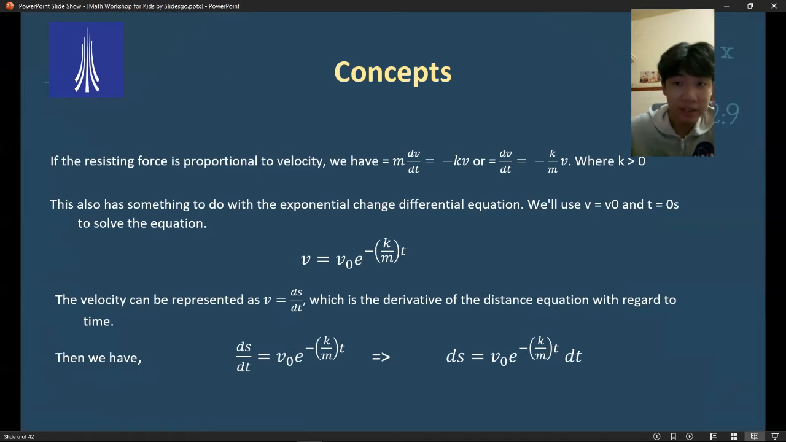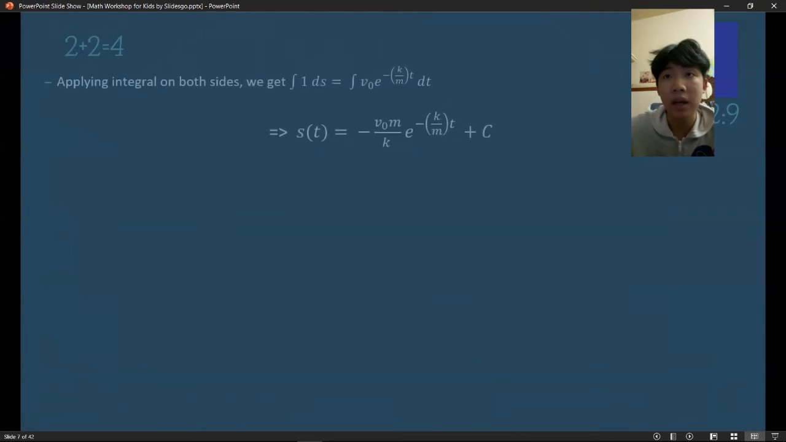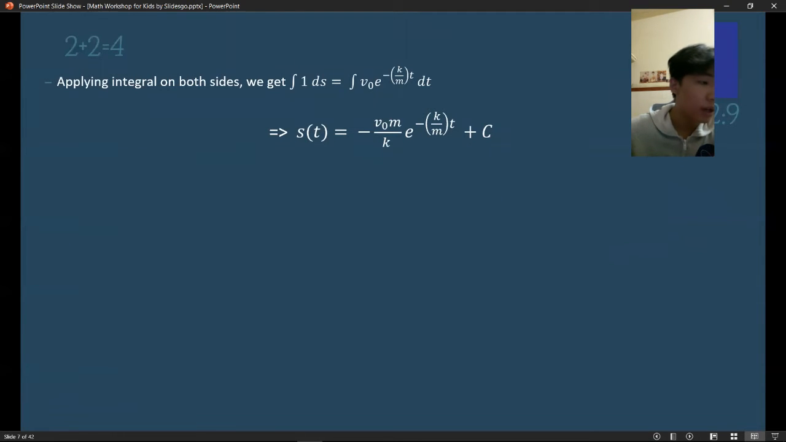Then we'll have ds over dt is equal to v0 e to the power of the negative k over m times t, and multiplying both sides by dt, it's going to be ds equals v0 e to the power of the negative k divided by m times t dt. After that, we apply the integral on both sides: the integral of 1 ds is equal to the integral of v0 e to the power of that dt, and we'll find the s equation for that.